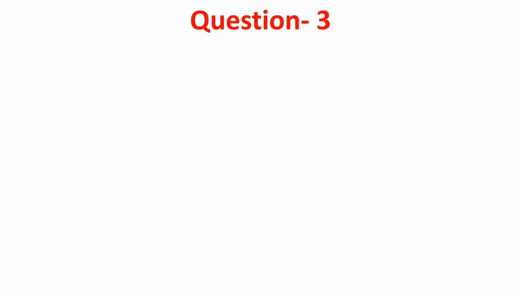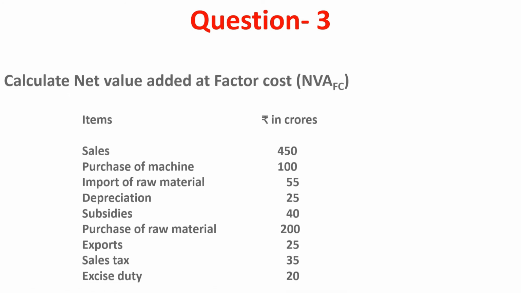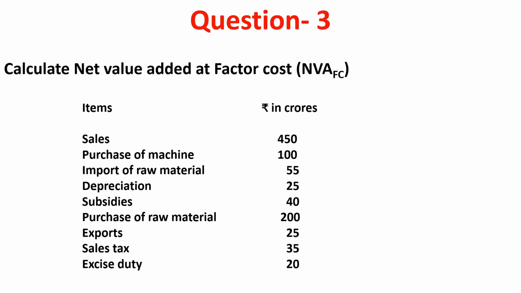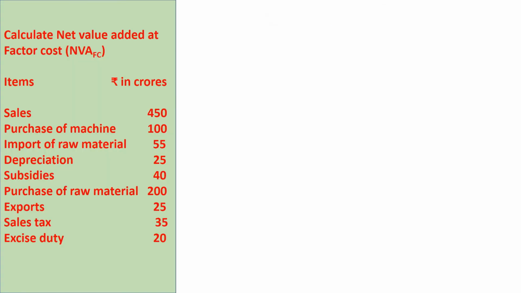Question number 3. Calculate net value added at factor cost. Items and rupees in crores. Sales 450 crores. Purchase of machine 100 crores. Import of raw material 55 crores. Depreciation 25 crores. Subsidies 40 crores. Purchase of raw material 200 crores. Exports 25 crores. Sales tax 35 crores. Excise duty 20 crores. In this question, we have to calculate NVA at factor cost.